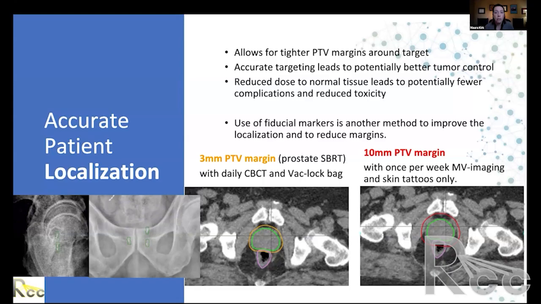So you have less confidence if you're just using skin marks or if you can't see the prostate or a surrogate for the prostate like markers. So by using imaging or fiducials in this case, you can shrink from a 1 cm margin where you see a significant portion of the rectum is within the PTV field and would be receiving full dose versus a smaller margin where you're just catching a little bit of the anterior wall of the rectum in that case.